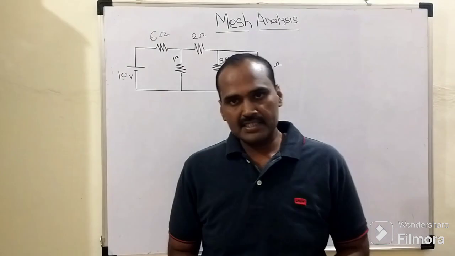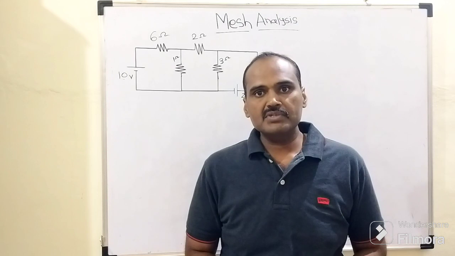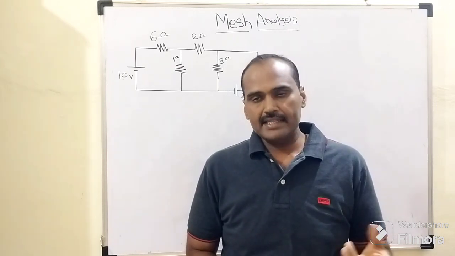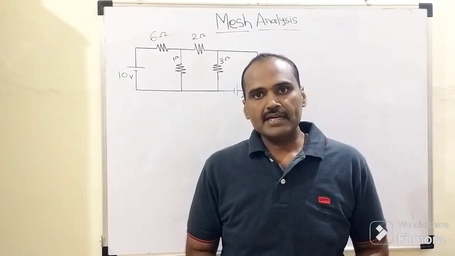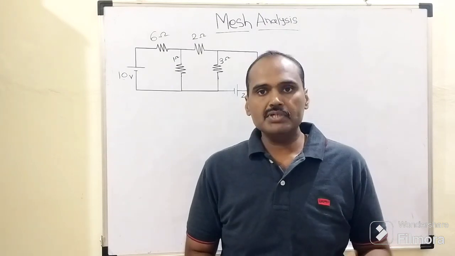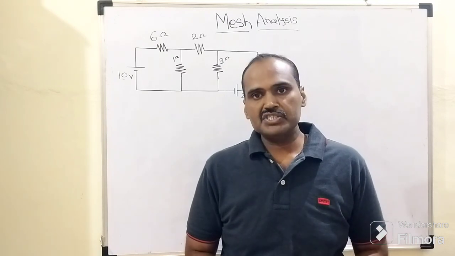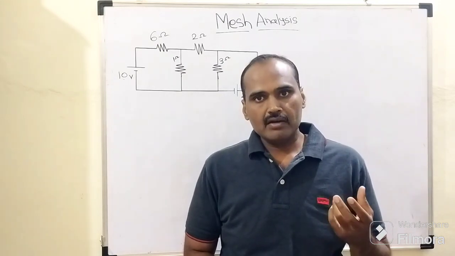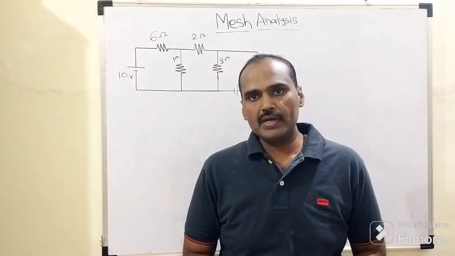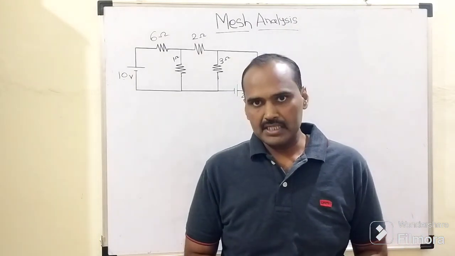So friends, as far as this network theory is concerned, in this video lecture series we will try to learn the different fundamental concepts involved in network theory. Whenever it is required to analyze a given circuit, either an AC circuit or a DC circuit, there are many strategies through which we can analyze that circuit. Analyzing a circuit means determining the desired current flowing through a particular branch, or the ohmic drop across each and every branch.